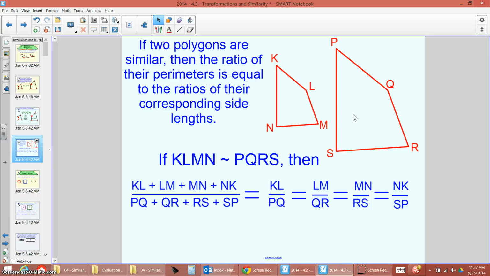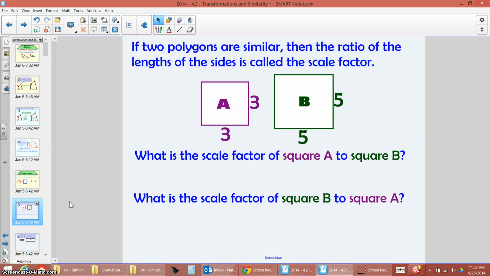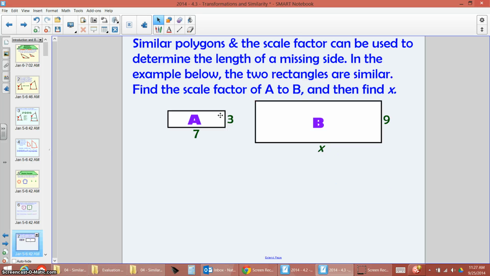The perimeters are also corresponding to the same amount. So each one of these pieces has the same ratio, even the perimeter. Scale factor is when we're going from one to the other. So if I enlarge this, I go up by a factor of 3/2. If I reduce it, I go down by a scale of 2/3. So we talk about the scale factor from A to B. So I'm going from A to B. That means I'm enlarging it, which means I do 5/3. If I do the scale factor from B to A, I'm going smaller, so I have to do 3/5.